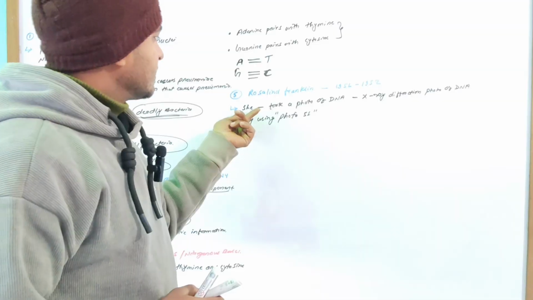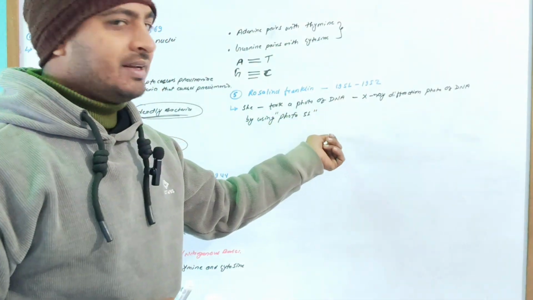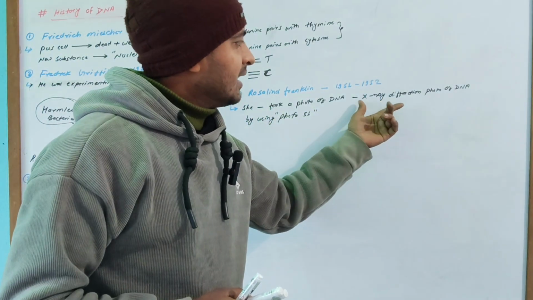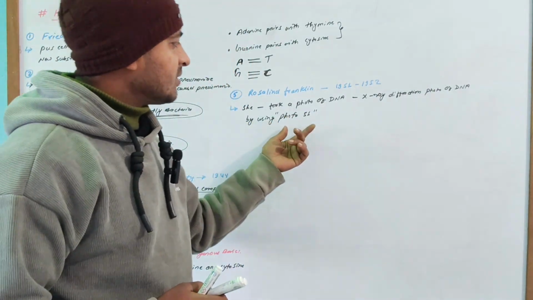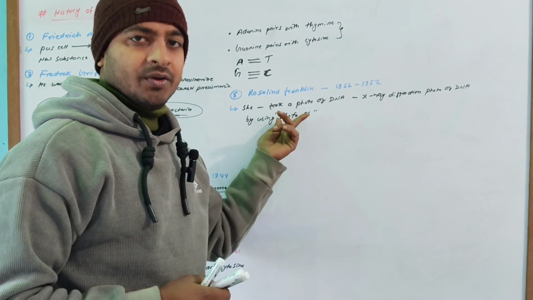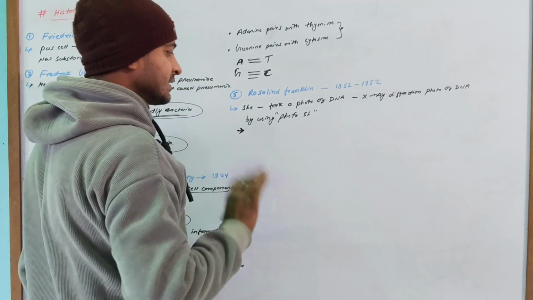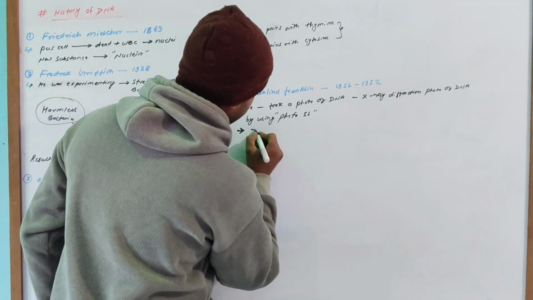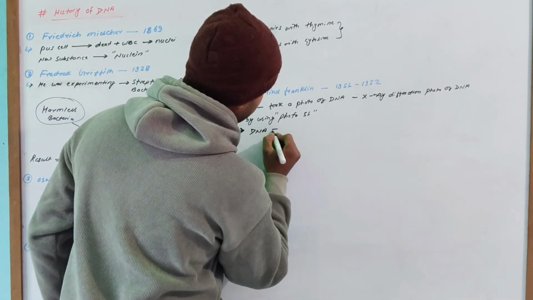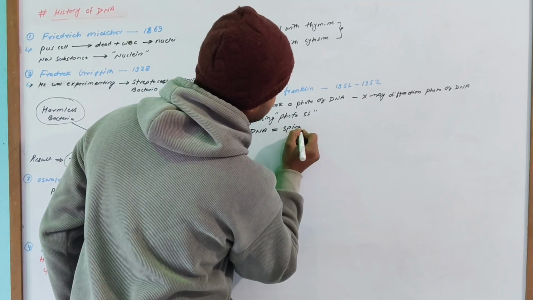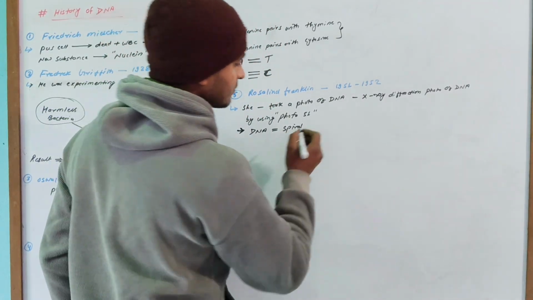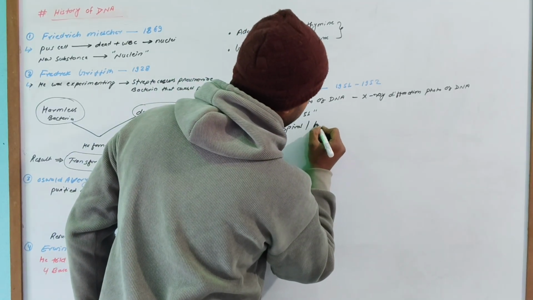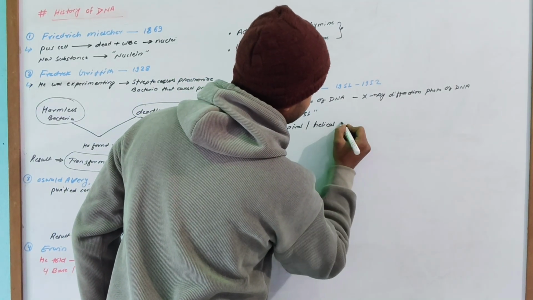Yes, and she took a photo of DNA. That means an X-ray diffraction photo of DNA, the famous photo called Photo 51. So she said that the DNA is spiral in shape, that means a helical structure.